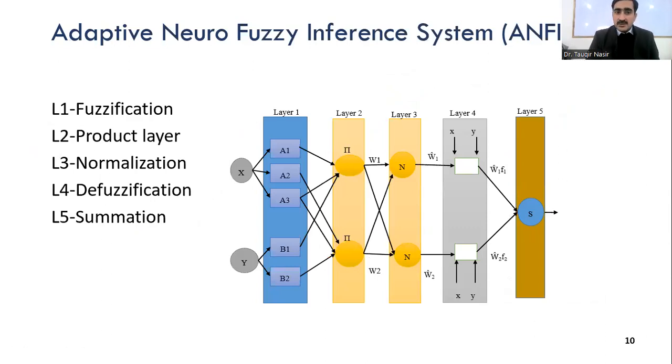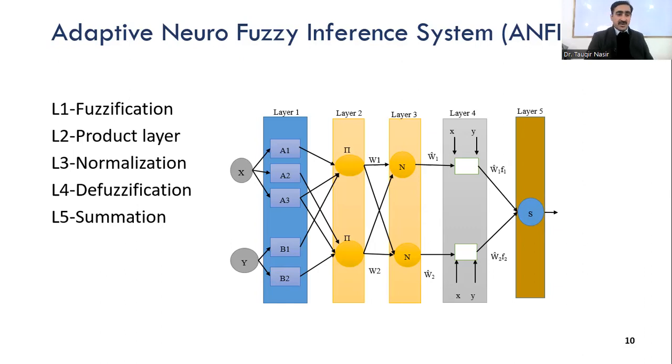The adaptive neuro-fuzzy inference system is a combination of artificial neural network and fuzzy inference systems, where it combines both with if-then rules. It uses those techniques, learns from them, and then applies. It has 5 layers. First is the fuzzification layer, which is a membership function of the input and output variables.